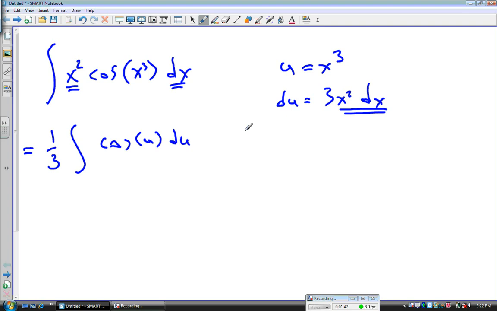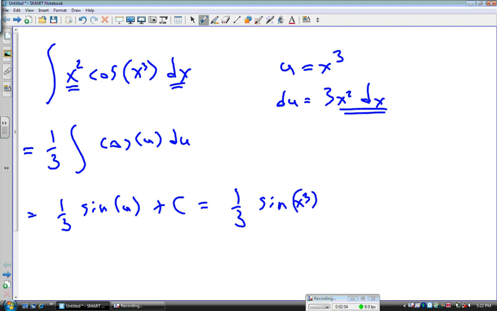Now you know the antiderivative of cosine u is sine u, so you get 1/3 sine of u plus c, because the derivative of the sine is a cosine. But who's u? It's x cubed, so I can go back to x if I want, and it's 1/3 sine x cubed plus c, and that's basically all there is to u-substitution. All right, let's try that again. Let's see, what was slide 9?